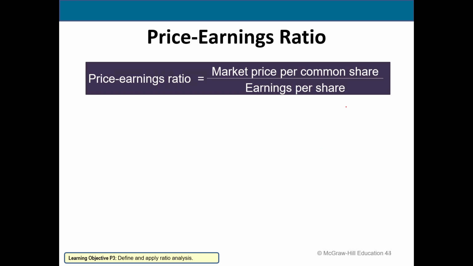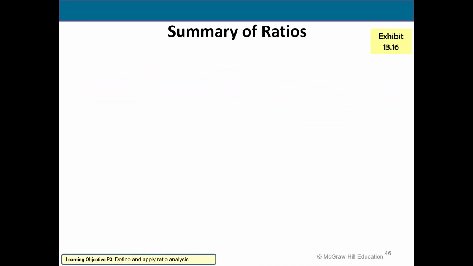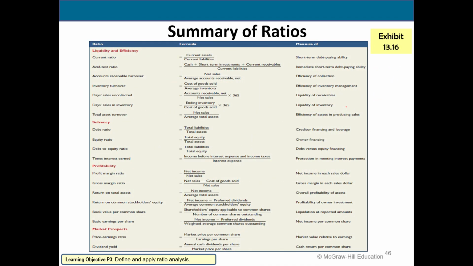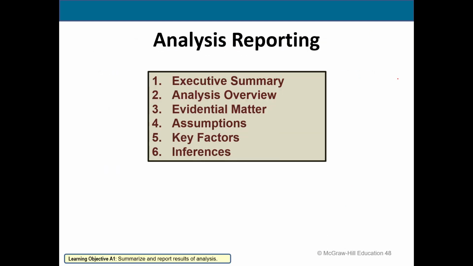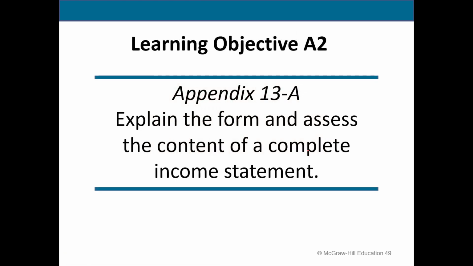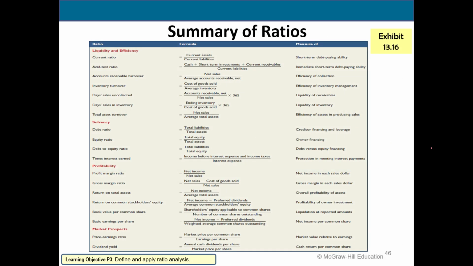We're going to put a pin in market prospects and come back to that later. You have a good summary of the ratios which you can use while you're preparing your assignments or completing the exam. This last part just shows a report for the analysis and the structure of that report. We don't need to look at the appendix. So this will pretty much complete our presentation for chapter 13.